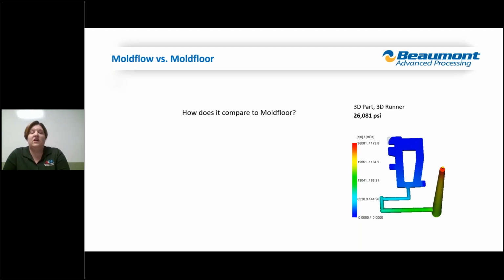Now, the $1 million question that people always want to ask me: how does that compare to real life? I'm not going to sit here and tell you one mesh type is always more accurate than another. This stuff can be very case-by-case dependent, and there are very good reasons to change mesh types. But for this particular part, I am going to pick the 3D part and the 3D runner system. It also doesn't hurt that this is the highest pressure that I saw, so therefore the most conservative.